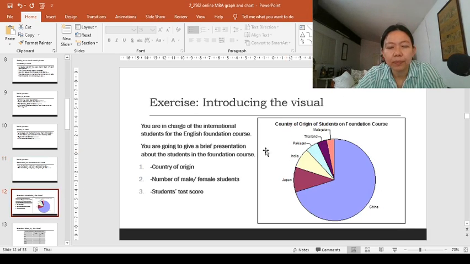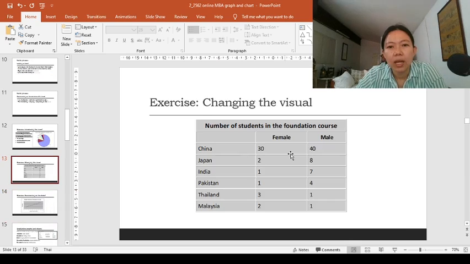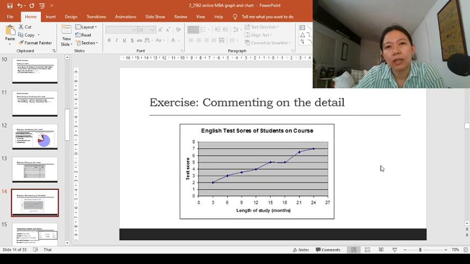Here, imagine that you are in charge of the international students for the English Foundation course, and you are going to give a brief presentation about the students in the foundation course. There are three visual aids that you're going to use in this mini presentation. So we have the pie chart here, and we have the table here, and we have a line graph here.